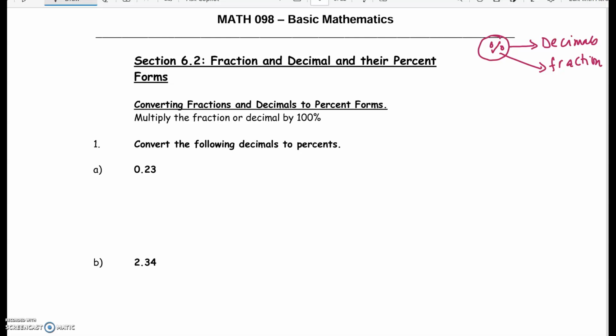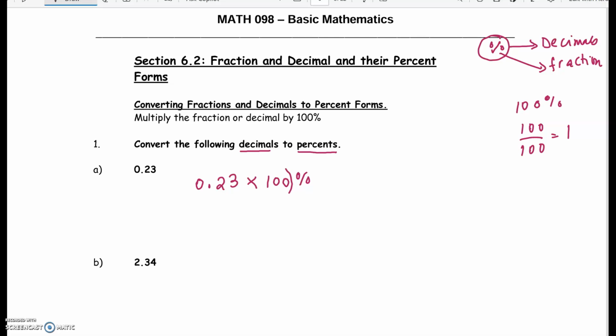So what are we doing here? We're going to change the decimal to a percent. So we go 0.23 and we multiply by 100%. We can multiply by 100% because 100% is 100 over 100, which is equal to a 1. So it's okay to multiply with a 1.